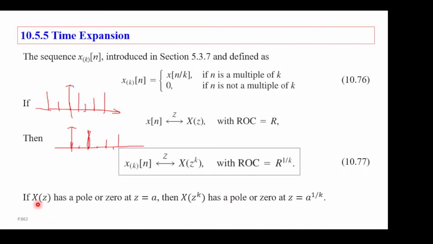We also have that if X of z, the original z transform, has a pole or zero at a, then X of z to the k will have a pole or zero at a to the 1 over k root. Okay, so it's a bit funny. And maybe we can draw a little picture. So we are kind of compressing things.